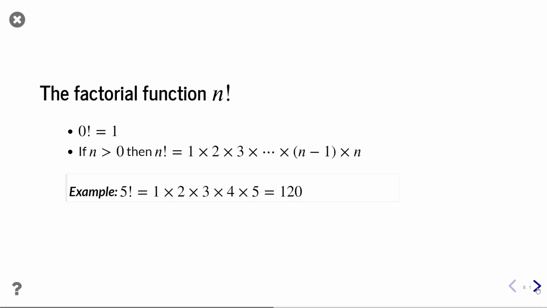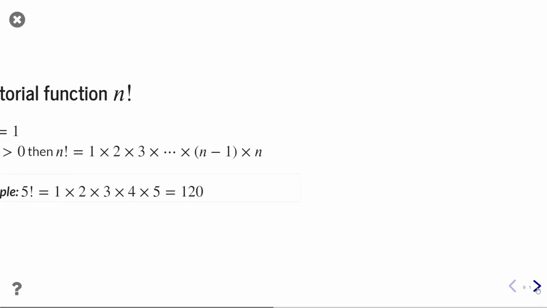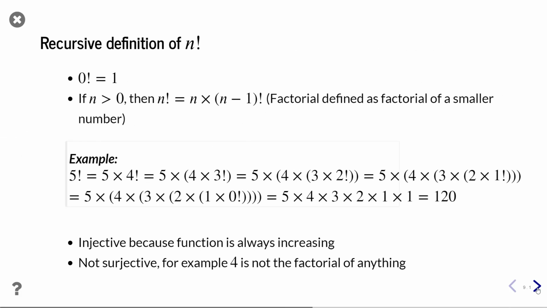So for example, 5 factorial is 1 times 2 times 3 times 4 times 5, which is 120. The factorial function can also be defined recursively, which means that we define it by calling the function on smaller versions of itself. Just start with an initial condition 0 factorial equals 1, and then we define n factorial to be n times (n minus 1) factorial.